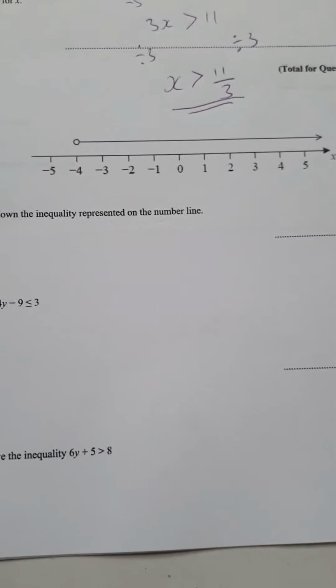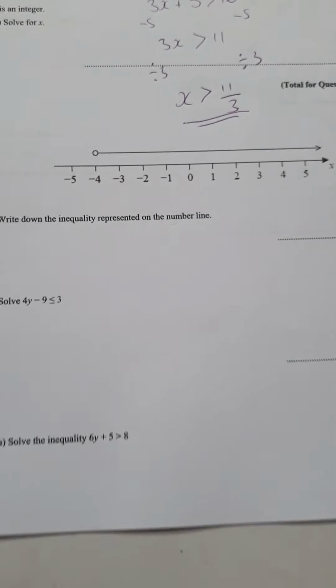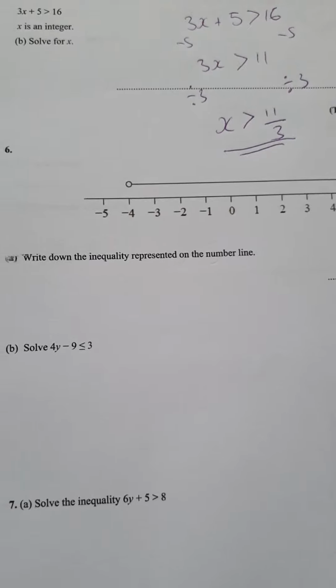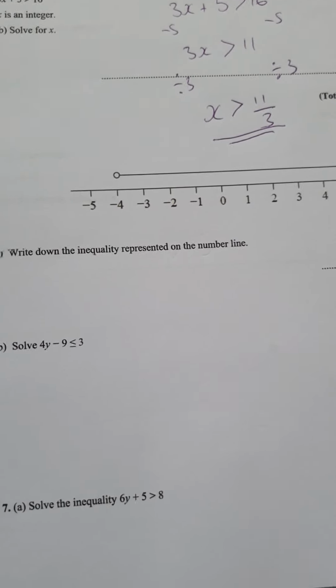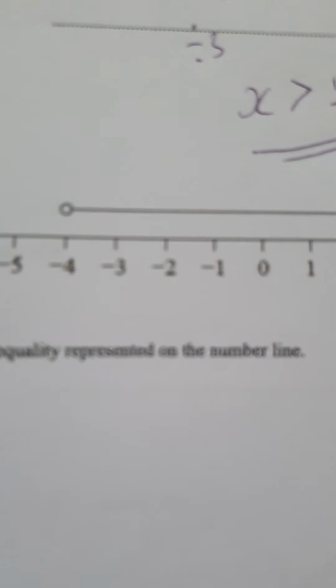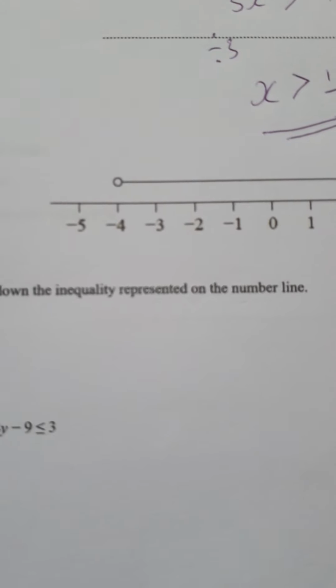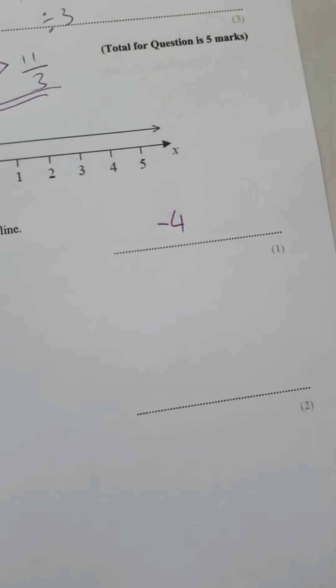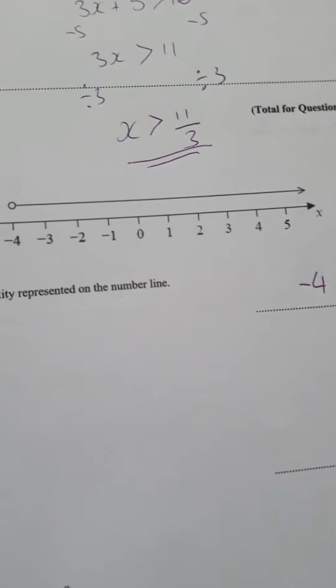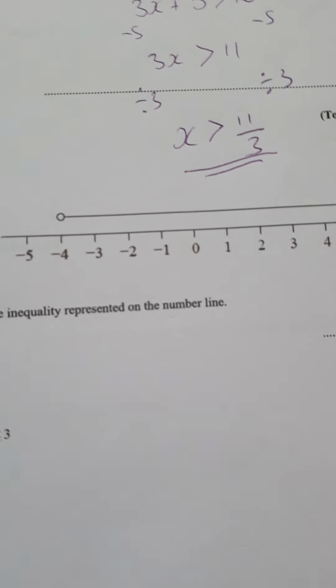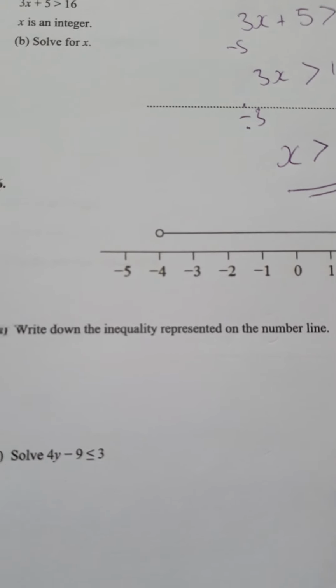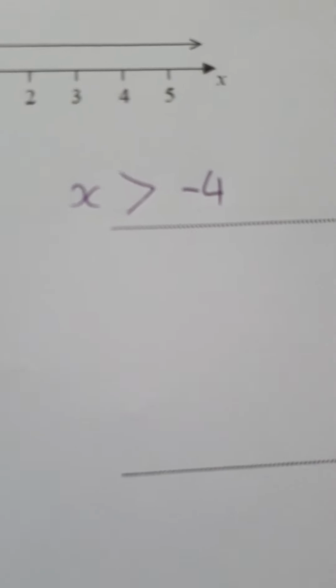For question 6, now we've done it the other way around when we've drawn the arrow, but this time we need to say what inequality is being represented. Well, I know it's going to involve the -4 because that's where the dot starts. So I'll write down -4. I know x is bigger than it. So I have to have x is greater than -4. And because the circle isn't filled in, it's just greater than, not greater than or equal to.